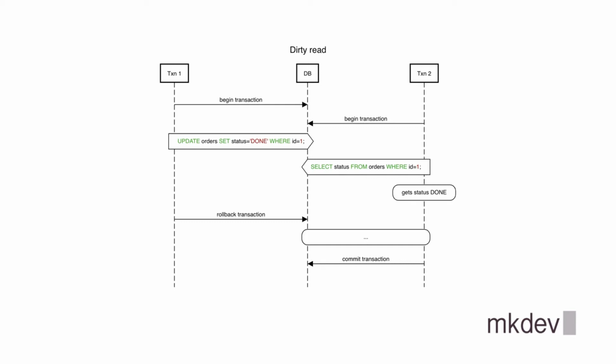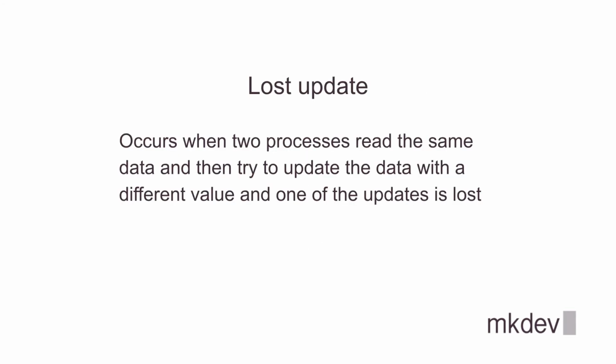For example, the first transaction updates some record. After that, the second transaction reads the same data and gets the updated value, even if the first transaction rolls back later. A lost update is when the first transaction reads data into its local memory, and then the second transaction changes this data and commits its change. After this, the first transaction updates the same data based on what it read into memory before the second transaction was executed. In this case, the update performed by the second transaction can be considered a lost update.